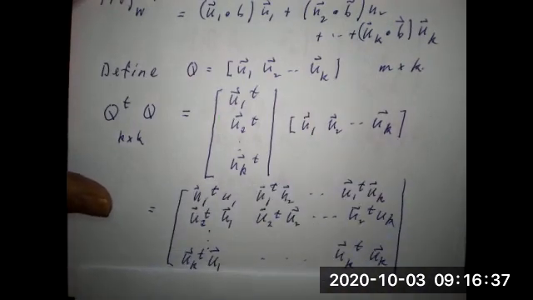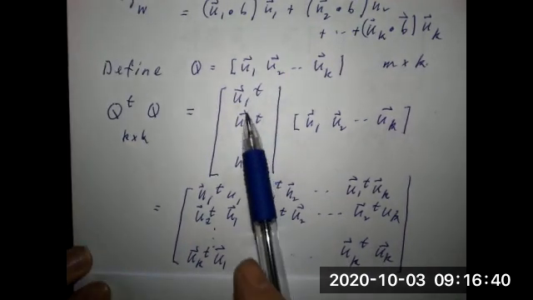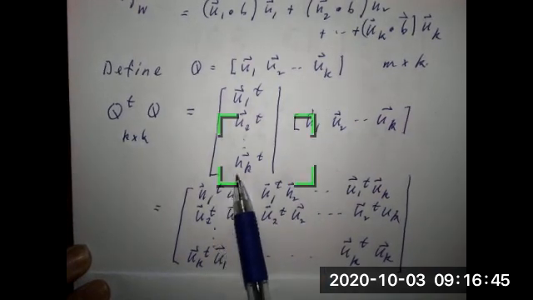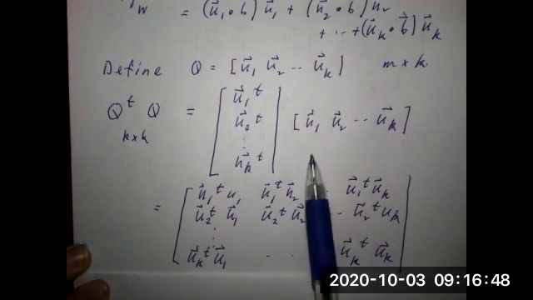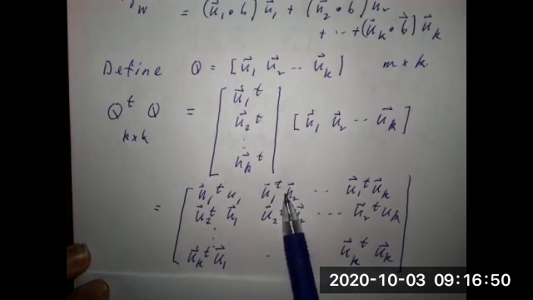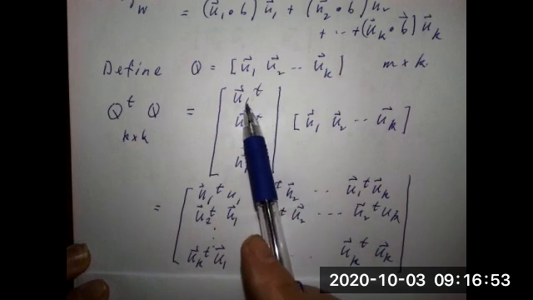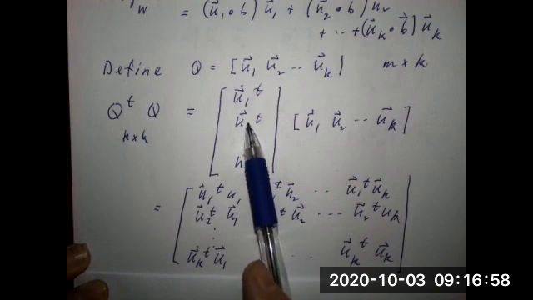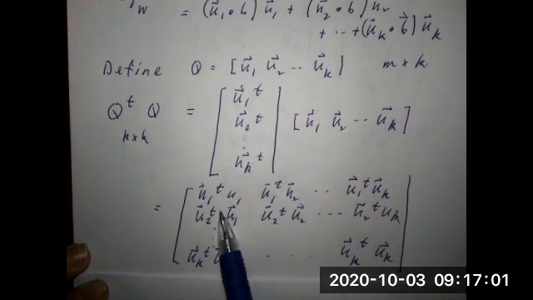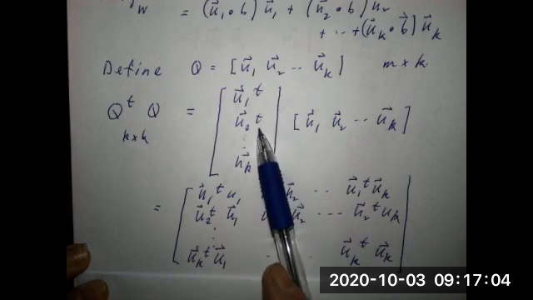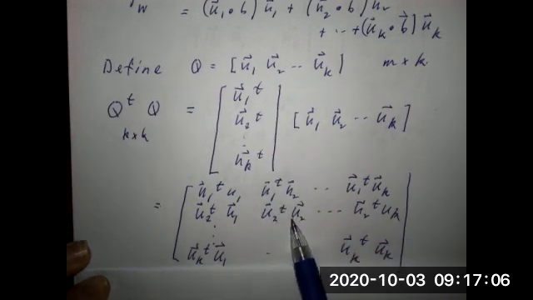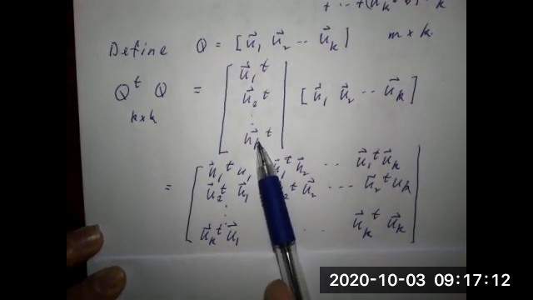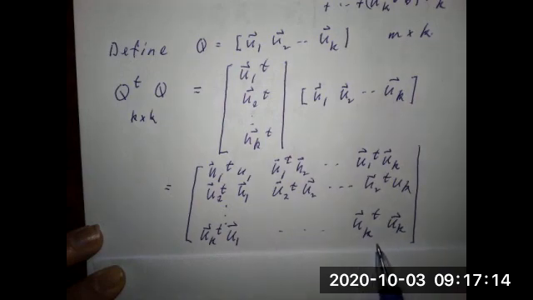So for example, I would take u1 transpose times u1. I would take u1 transpose times u2, which would give me that entry, and so on down the line, u1 transpose times uk, right there. And then I would go to the next row, u2 transpose times u1, which is right there, u2 transpose times u2, which is going to go right there, and so on all the way down the line. And the very last product is going to be uk transpose times uk.